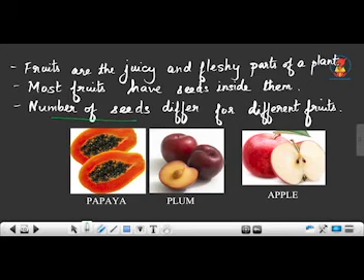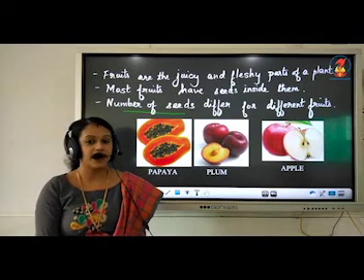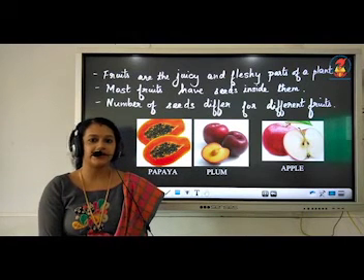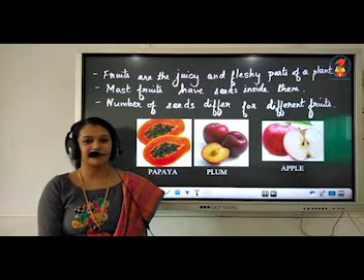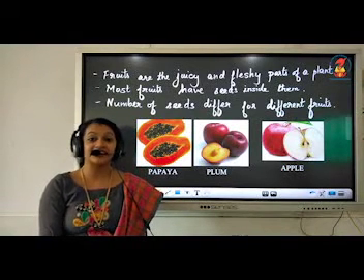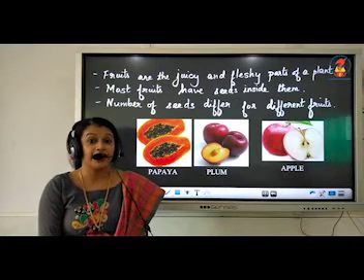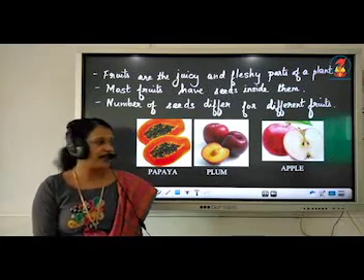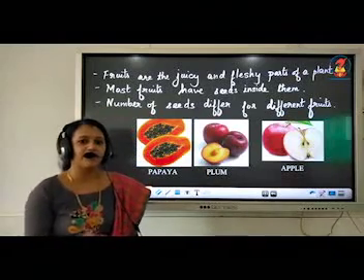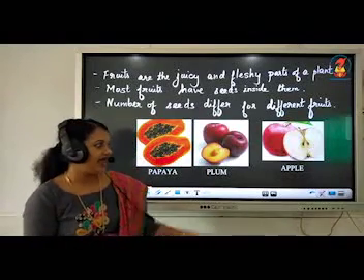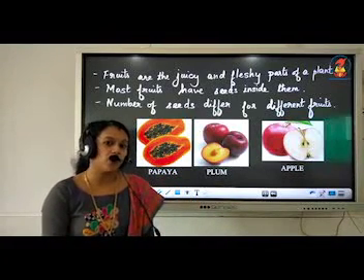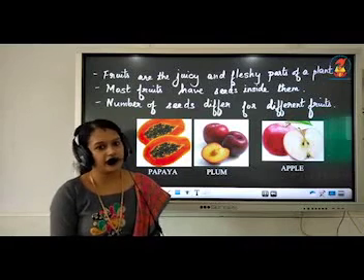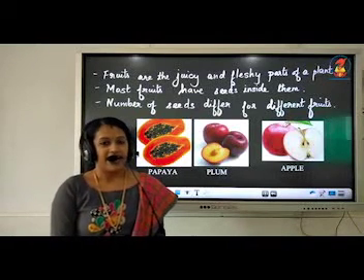For example, if you look at this papaya or if you take watermelon, how many seeds can you find? Have you eaten papayas and watermelons? Yes, some of you might have eaten. Okay, everyone has eaten papayas and watermelons. How many seeds can you find inside them? You can find many seeds, isn't it? But whereas if you take plum and mangoes, you can find only one seed in them. And in apples, you can find more than one seed, isn't it? So the number of seeds are also different in different fruits.